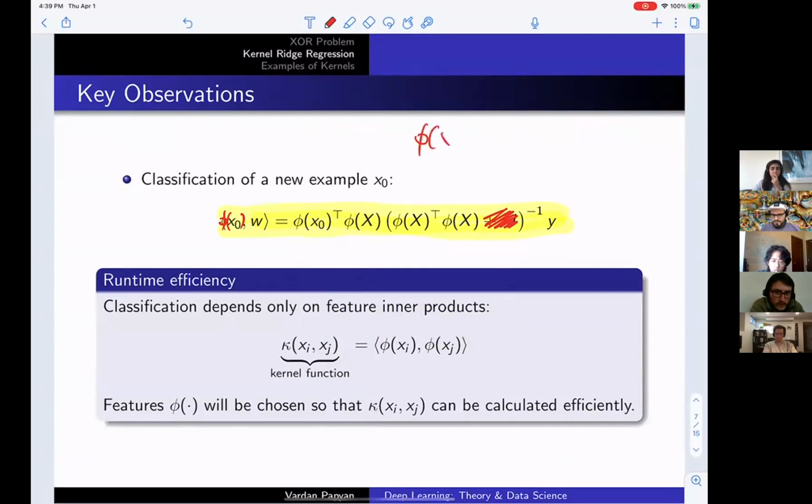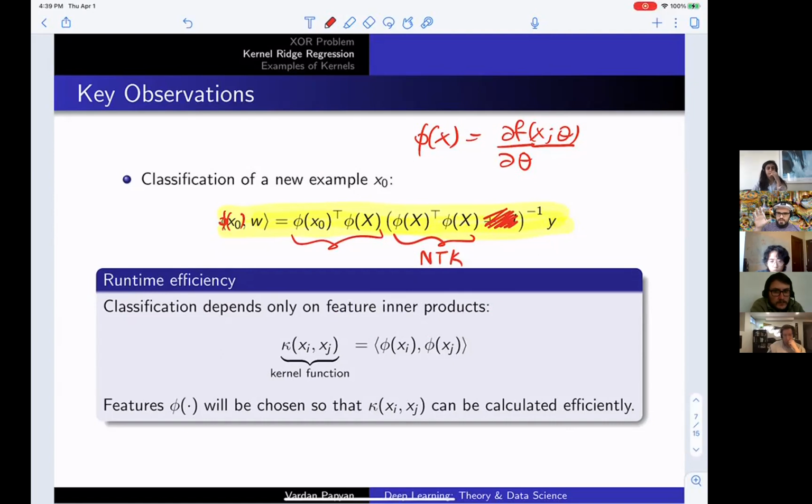So in our case, phi is associated with the NTK. So phi of x is equal to the derivative of f with respect to theta for this point x and parameters theta. So this thing becomes the NTK matrix, right? And this thing becomes the inner product between the logit derivatives of the train and test data. So take a mental picture of this, and let's jump to the other slides.